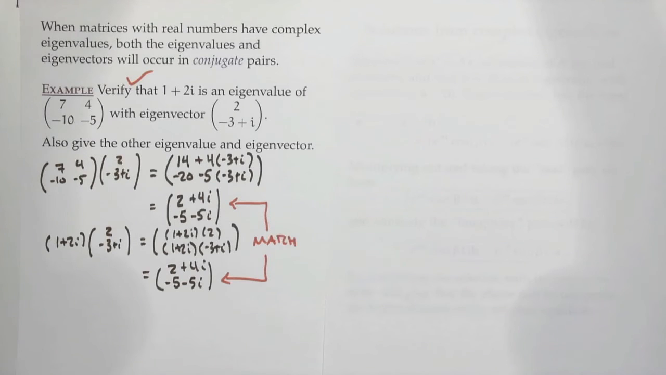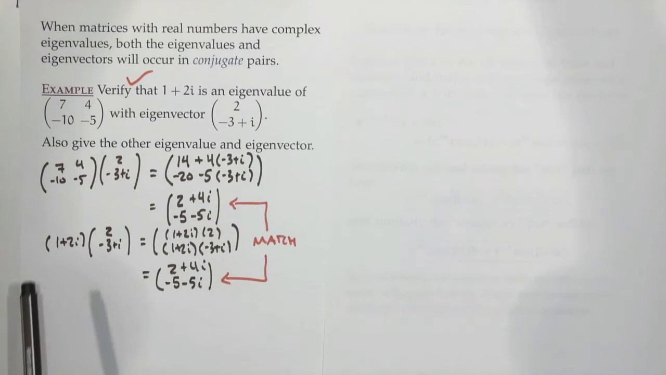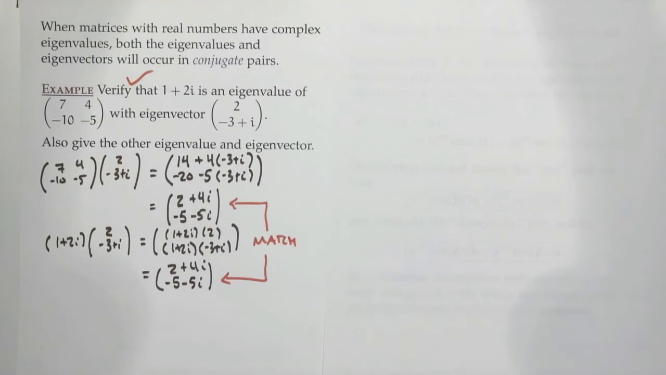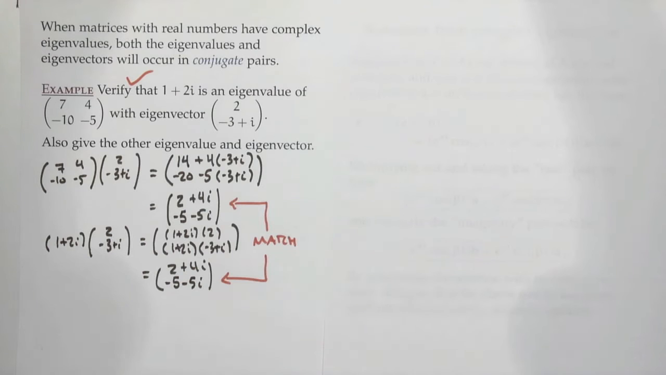That part's done. And then it says, hey, there's an also part. You're not done with this problem. Oh, okay, we spoke too soon. Give the other eigenvalue and an eigenvector. But now we say, oh, they told us how to do it. Things occur in conjugate pairs. So if 1 plus 2i is an eigenvalue, what's the other eigenvalue? Yeah, the other eigenvalue has to be 1 minus 2i.